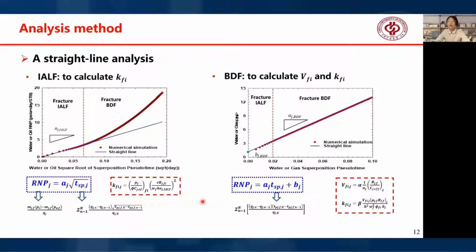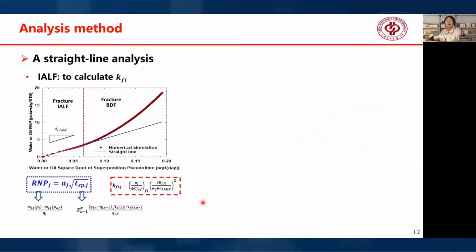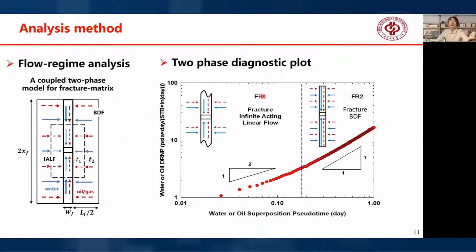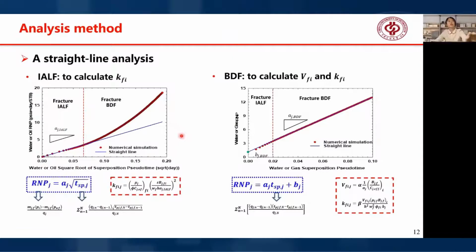To answer these questions, we should go back to the two-phase diagnostic plot. The point at which slopes change is the timing we need. And there is one thing that should be noticed. The slopes in the diagnostic plot are different from the parameter AG. And we come back to the fracture properties.